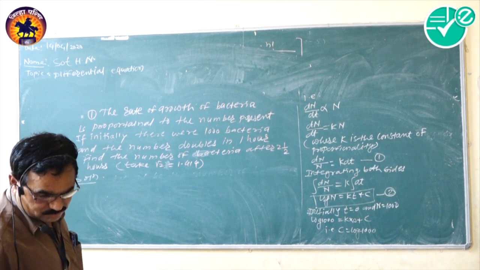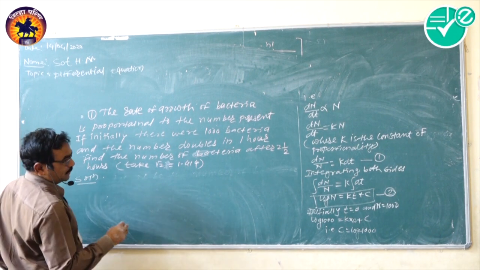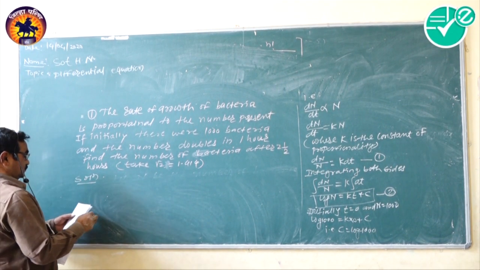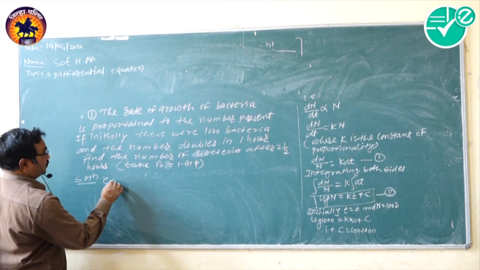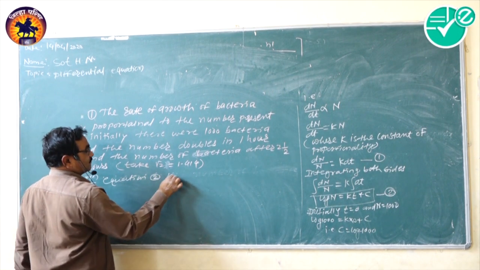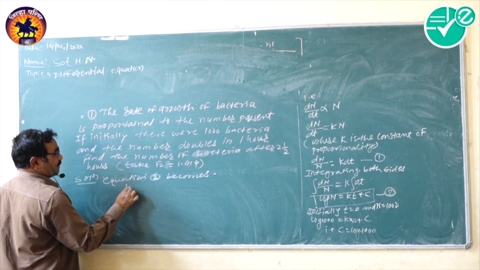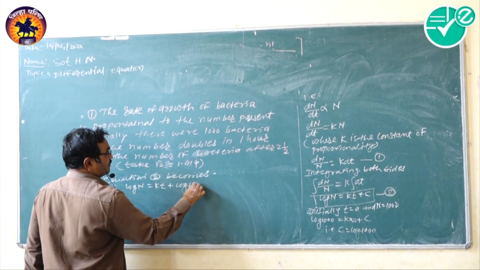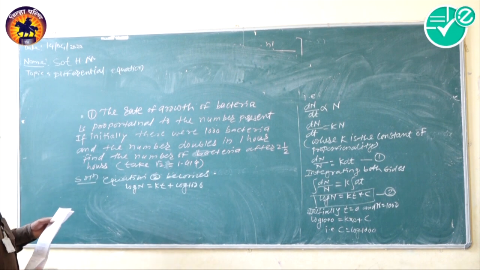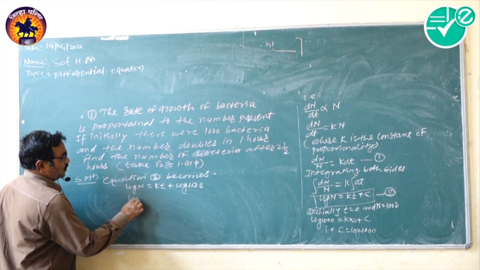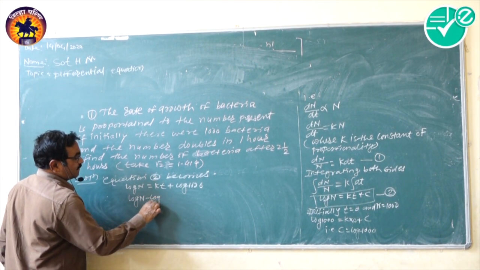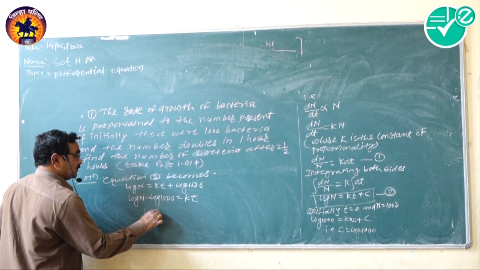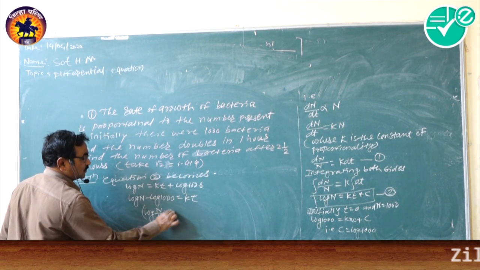After that, equation 2 becomes log N equal to kt plus log of 1000, so log N minus log 1000 equal to kt. This is log N upon 1000 equal to kt.